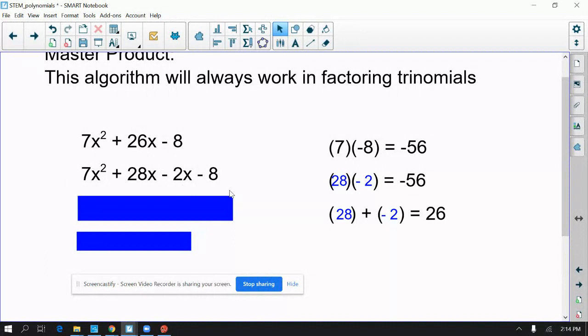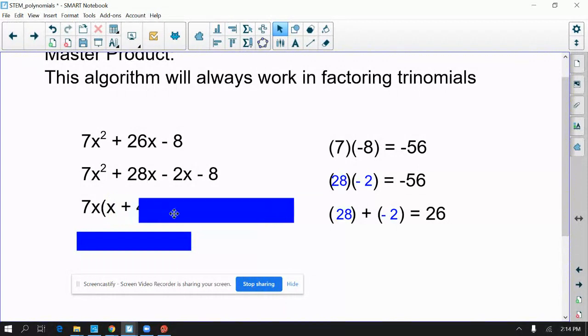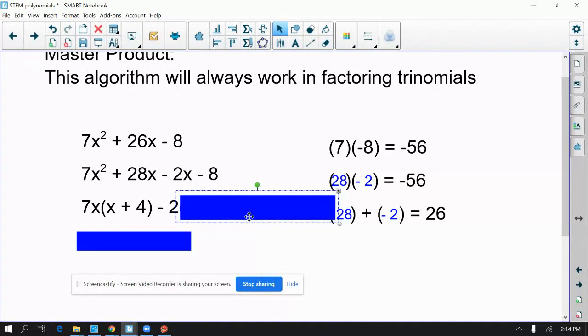And then you factor by grouping. These two terms both have a 7x in common. So you factor out a 7x from both of these. You're left with an x from this term and a 4 from that term. These two terms have a negative 2 in common. So you factor out a negative 2. And taking out a negative 2 from here leaves you with x. And taking out a negative 2 from here leaves you with positive 4.